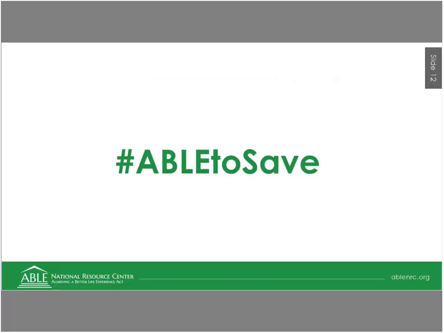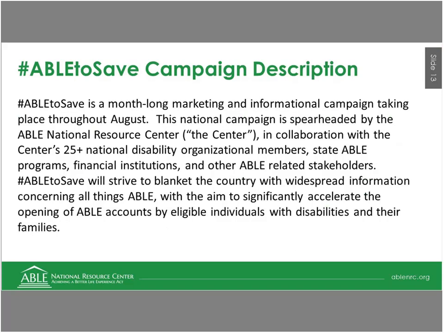Let's talk a little bit about our hashtag #AbleToSave campaign. The hashtag #AbleToSave campaign is a month-long marketing and informational campaign which takes place throughout the entire month of August. This national campaign is spearheaded by the ABLE National Resource Center in collaboration with the Center's 25+ national disability organizational members, state ABLE programs, financial institutions, and other ABLE-related stakeholders.